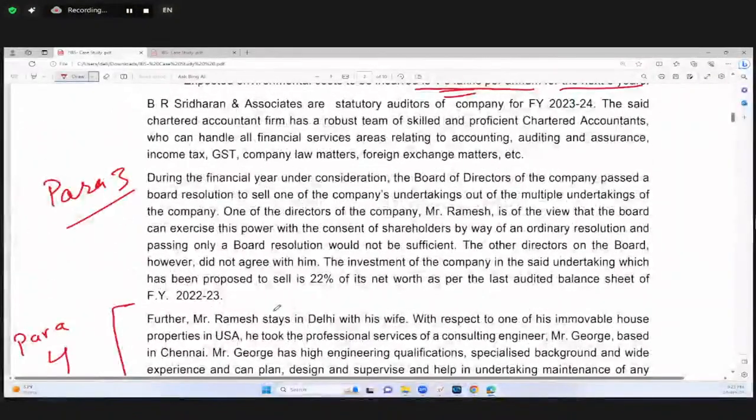If we read from the case study once again, we can see that during the financial year under consideration, the board of directors of the company passed a board resolution to sell one of the company's undertakings out of the multiple undertakings of the company. One of the directors of the company, Mr. Ramesh, is of the view that the board can exercise this power with the consent of shareholders by way of an ordinary resolution. Here we can see that two things are specified: the consent of shareholders and an ordinary resolution, and passing only a board resolution would not be sufficient.